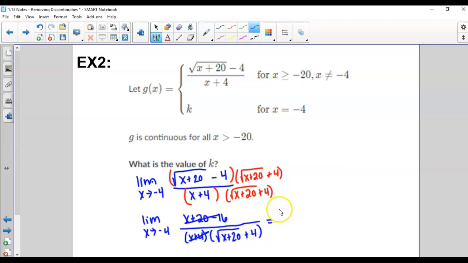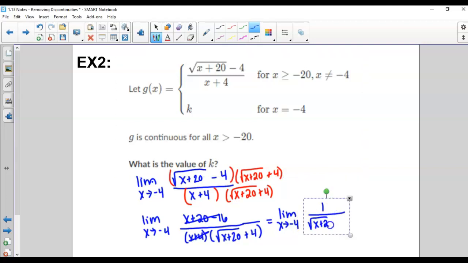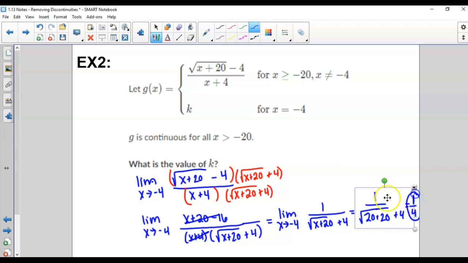So now we just have the limit as x approaches negative 4 of 1 over the square root of x plus 20 plus 4. If I plug in negative 20, I've got 1 over the square root of negative 20 plus 20 plus 4. Negative 20 plus 20, of course, is 0. So we're going to get 1/4 for our answer here.